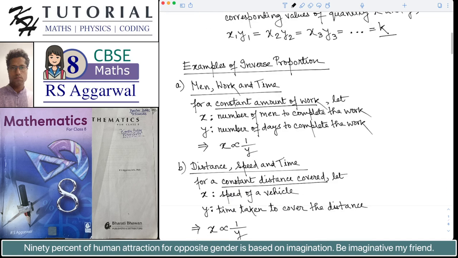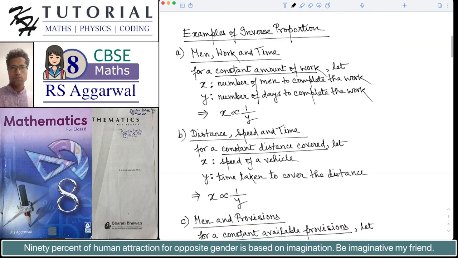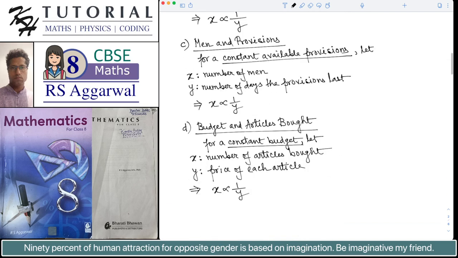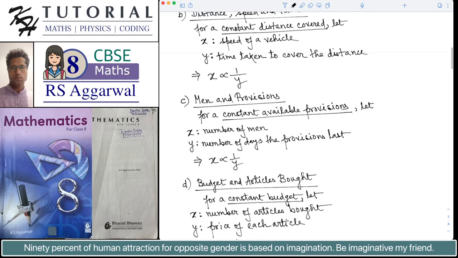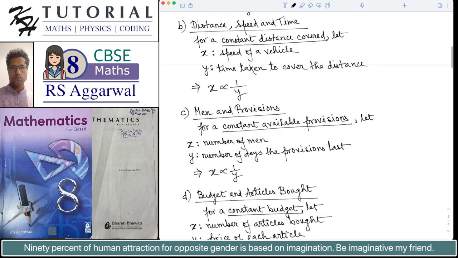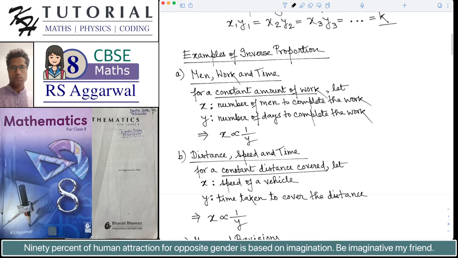Now let's look at some examples where we see inverse proportion. I have considered four very standard examples, even though there are very many other examples that you will come across when you solve a lot of problems from your books and also in this channel.